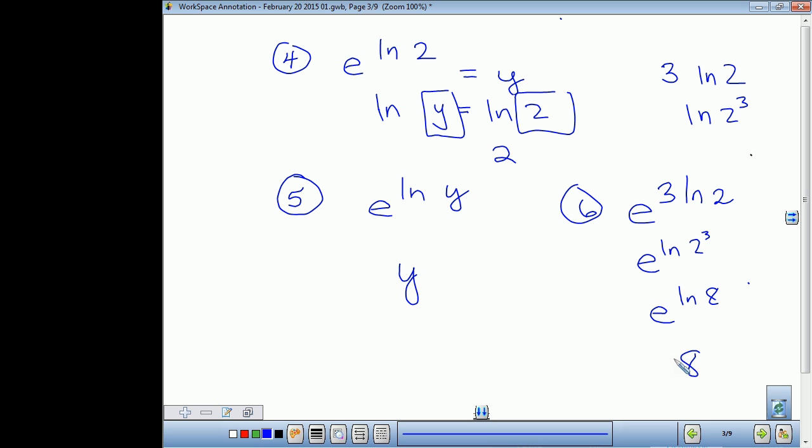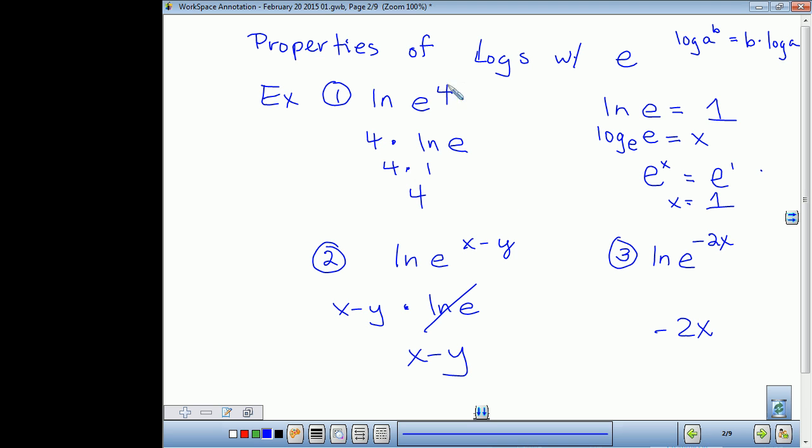No, that's genius. Why would the 3 be out front of the e? Wouldn't it be 3 times e? Well, if we can take them out in front and write them as multiplication, can't we go the other direction also? Yes.